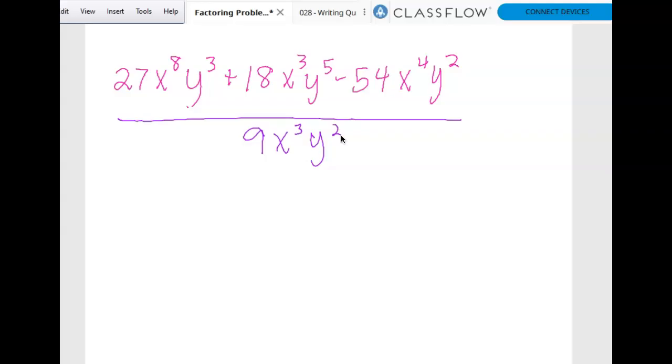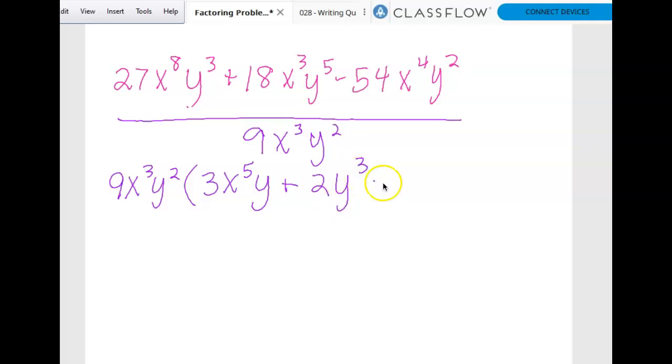Okay, so if this is the greatest common factor, I have 9x cubed y squared. So 27 divided by 9 gives you 3. I have x to the 8th and x to the 3rd. So 8 minus 3 gives me 5 x's and 1 y. Plus 18 divided by 9 gives me 2. What happens with the x's? They cancel, and how many y's do I have left? 3. And then 54 divided by 9 gives me 6. I get 1x, and my y's cancel out. Now what happens?